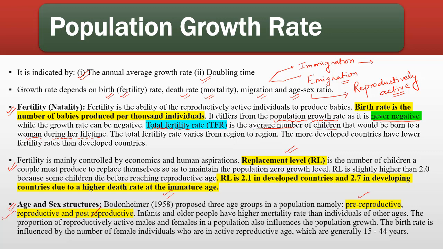Birth rate cannot be negative, but growth rate can be negative. Total fertility rate, then replacement level, then age and sex structures, right?